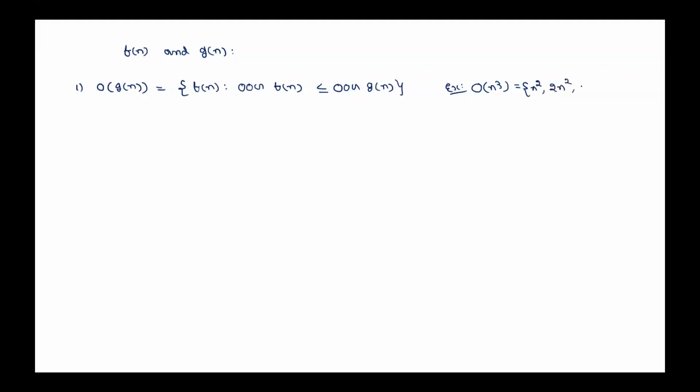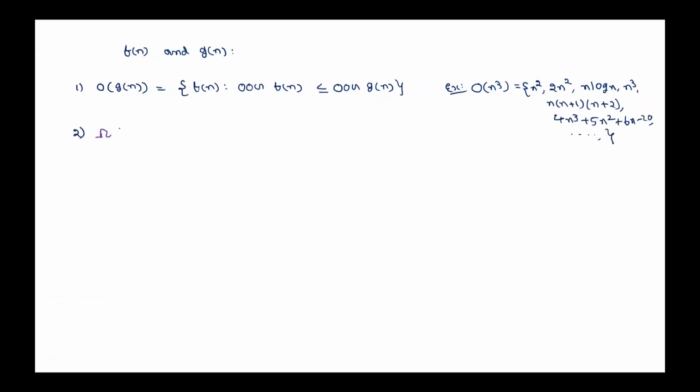n log n, 2n square, n cube, n into n plus 1 into 2n plus 2, 4n cube plus 5n square plus 6n minus 20. Something like this. Is it a finite set or an infinite set? Infinite.